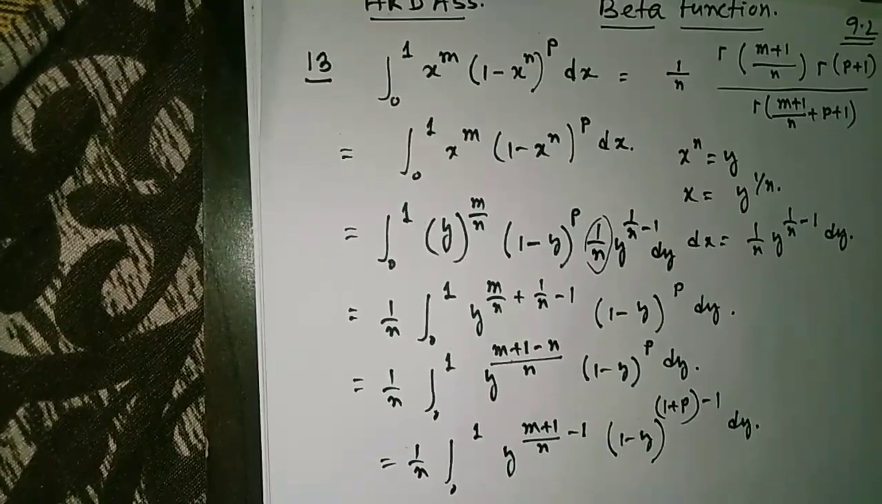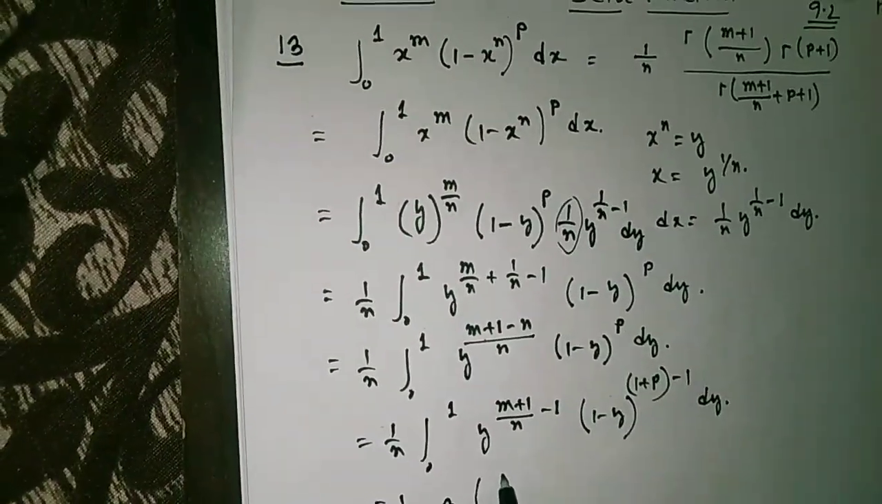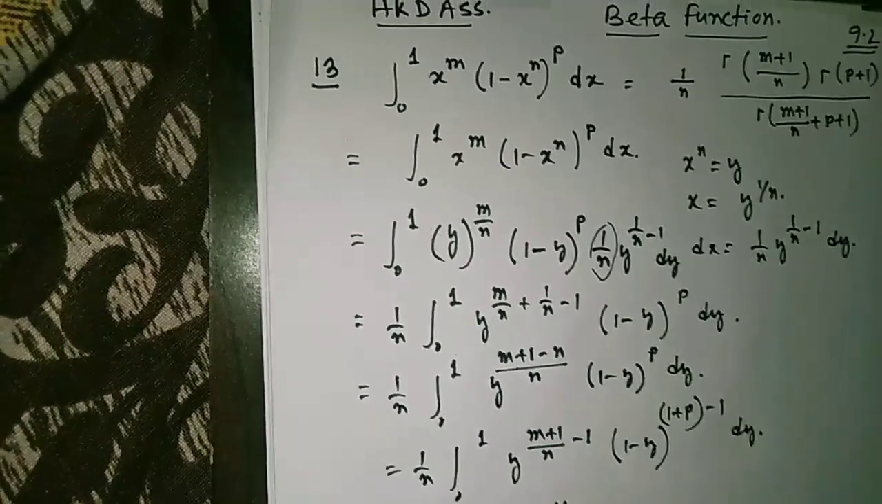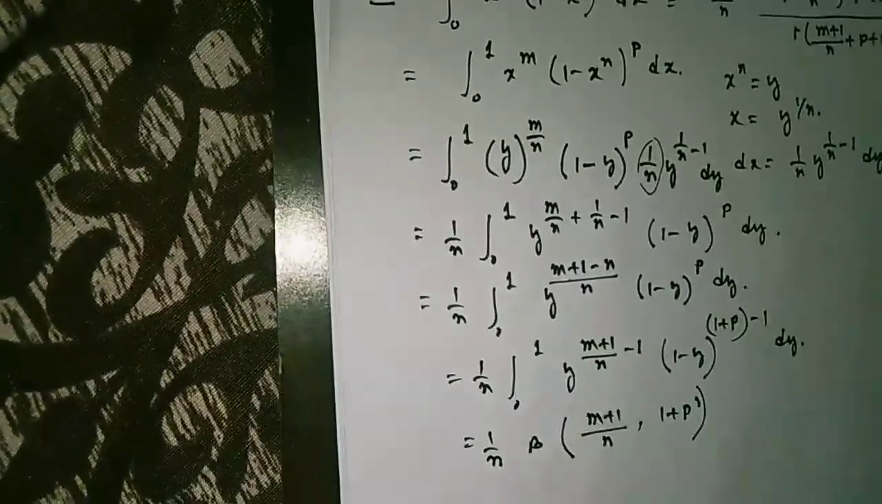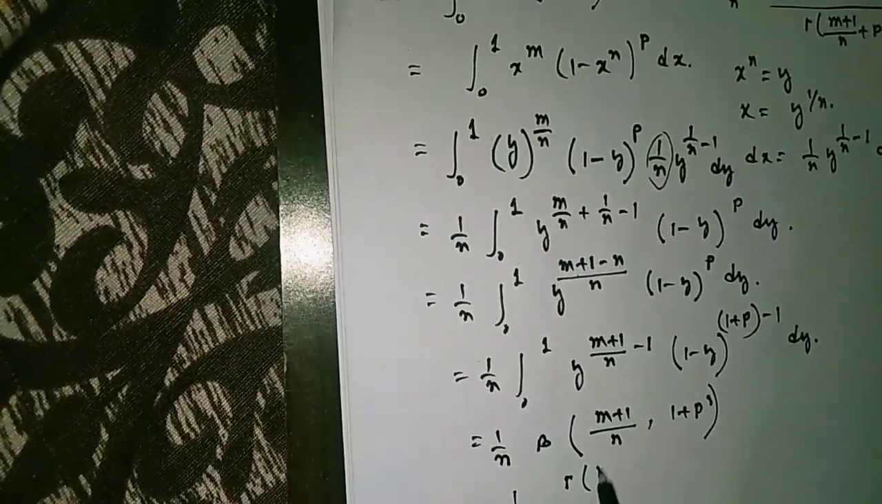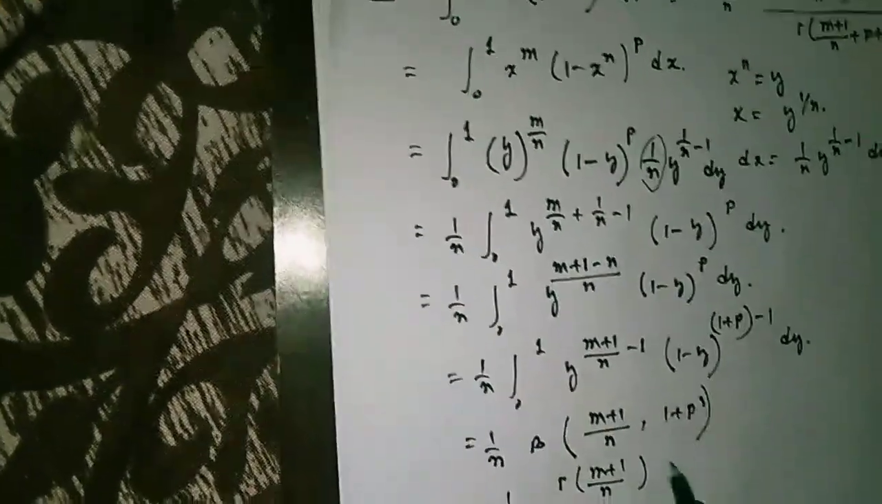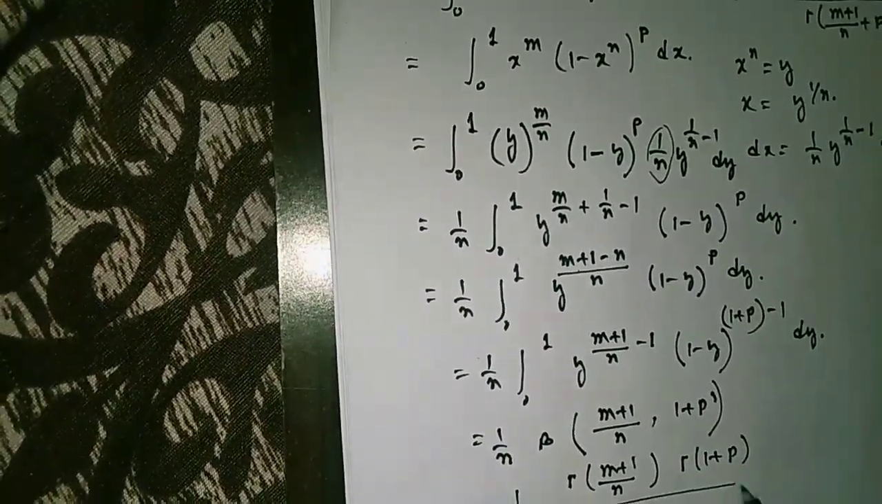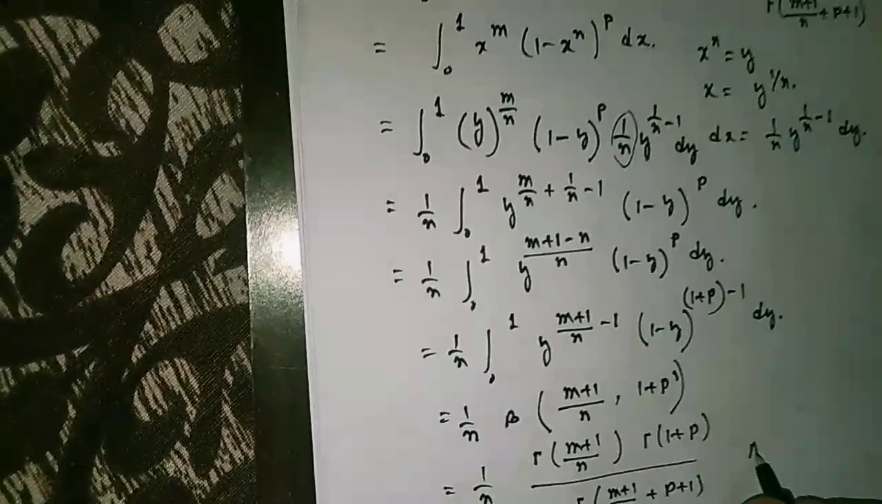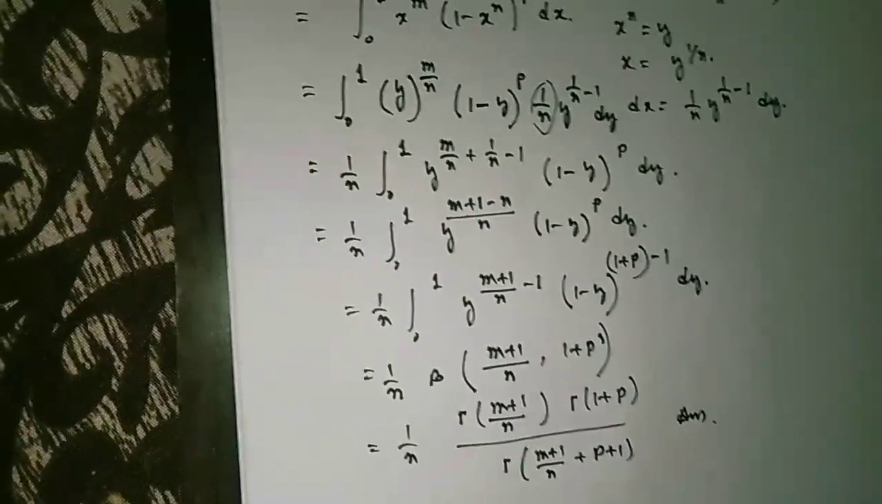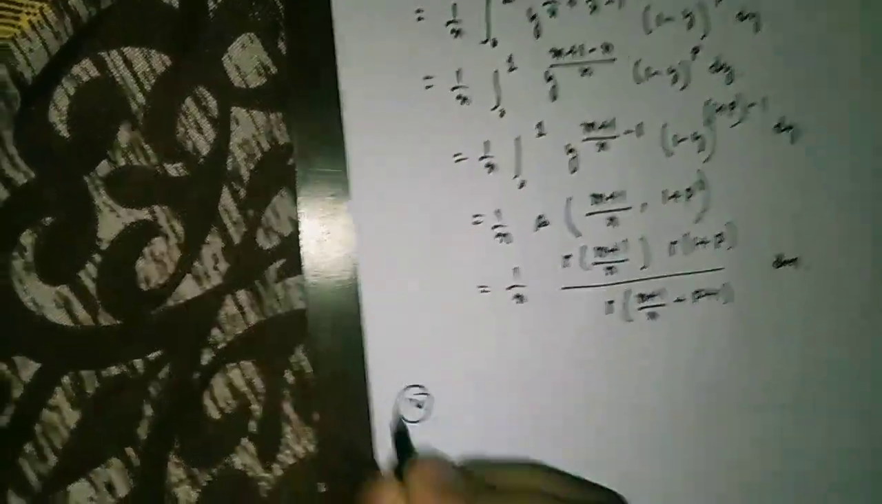Okay, now if you see it, you can see that it's a formula. So I can write here 1 by n beta of (m plus 1) by n comma 1 plus p. So it's very easy. Here I can get 1 by n gamma of (m plus 1) by n gamma of 1 plus p by gamma of (m plus 1) by n plus p plus 1. It is nothing but the relation of the gamma function and the beta function, and I have discussed it in my previous class. Okay, so now I am going to the next problem, 14.